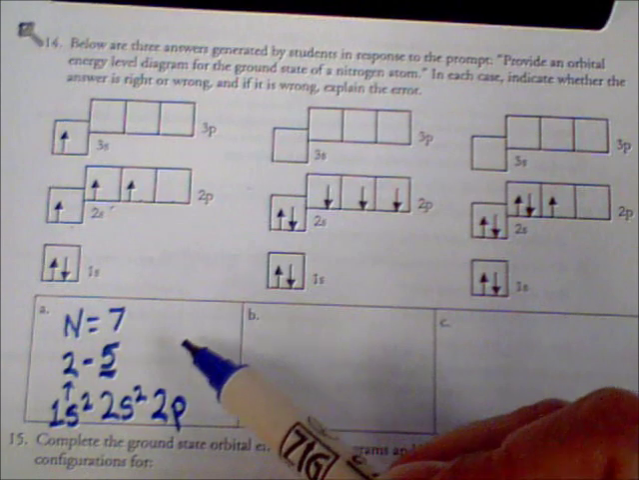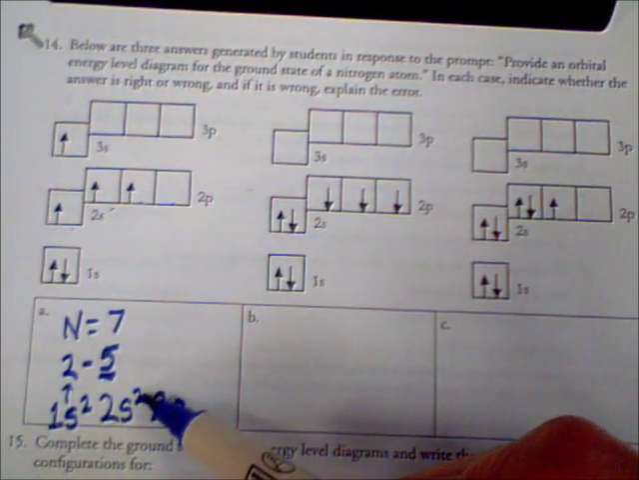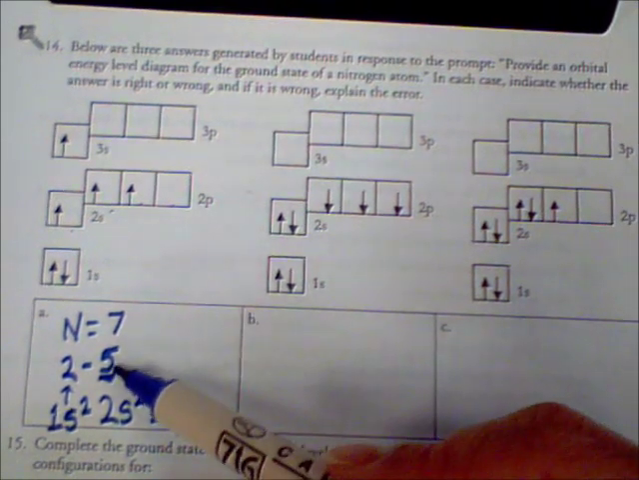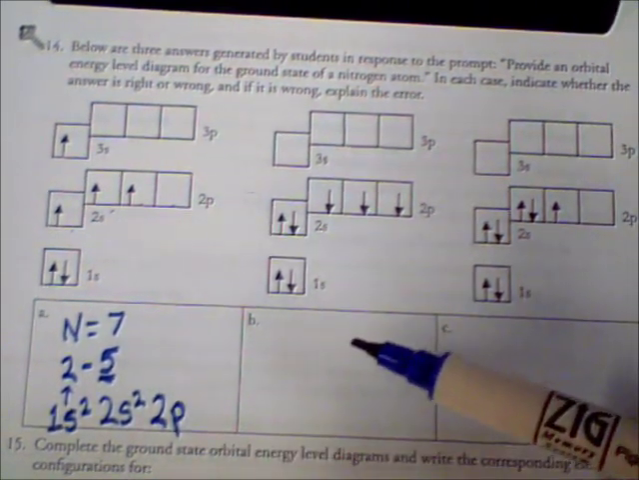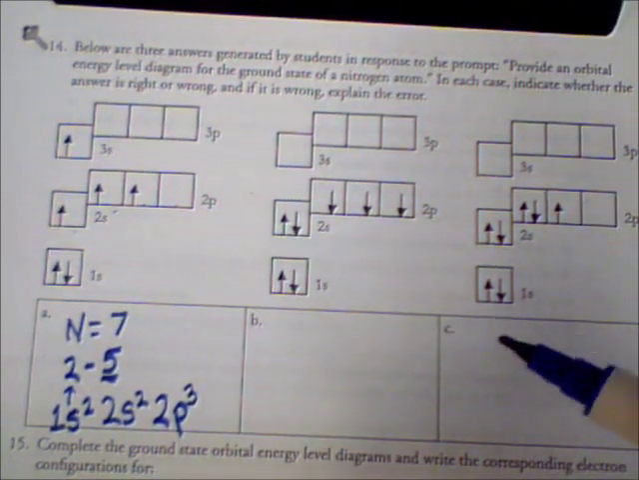2p. And how many are left there, Mr. Webster? If I have 2 already in the second level, out of the 5, how many have to go into the p? Oh, there's got to be 3. There's got to be 3. Okay? So that's what we're looking for.